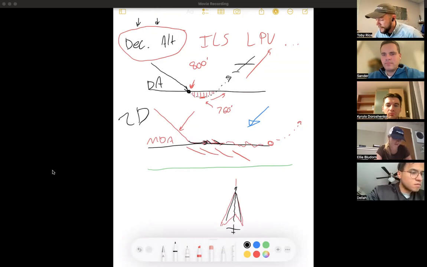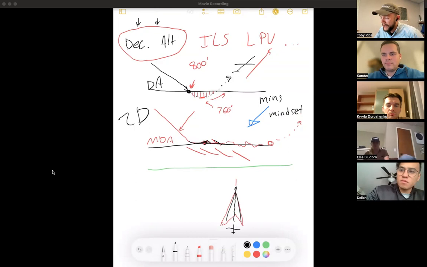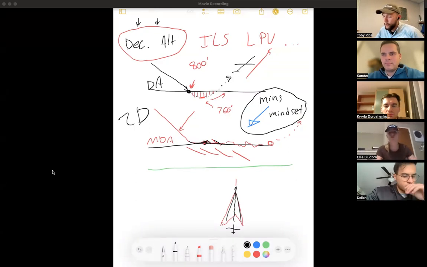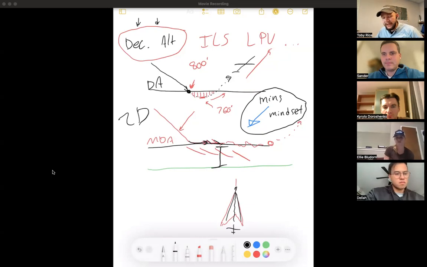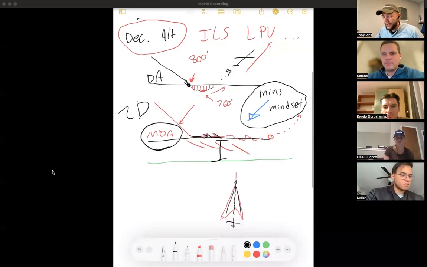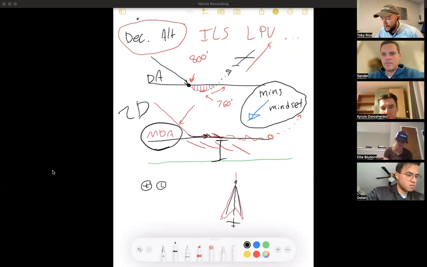I call this the minimums mindset. People get into this mindset when they're around minimums to where they think, oh, I'm so close to the ground, I must be doing something wrong. And really, you're doing nothing wrong. So I tell people, when you get to the MDA, continue flying the proper heading. Stay on it, fly the proper altitude, fly your proper airspeed or whatever it is, and continue flying with your HSI or CDI or whatever, just fly the course.